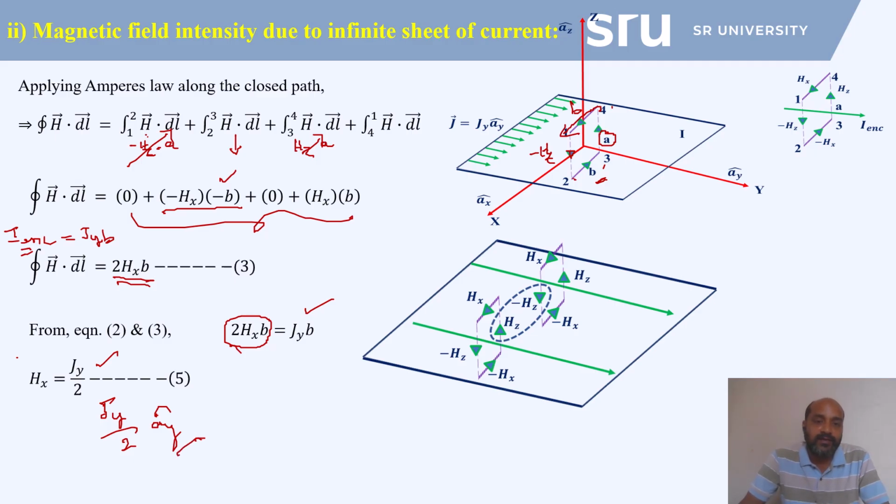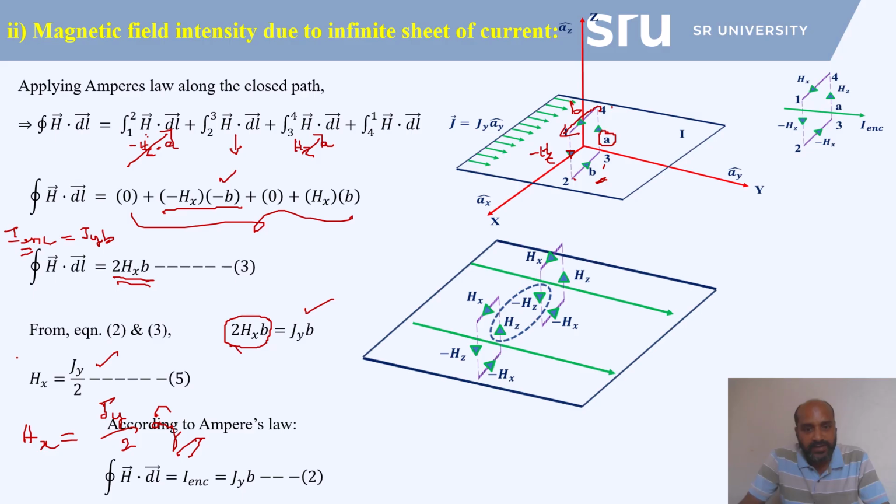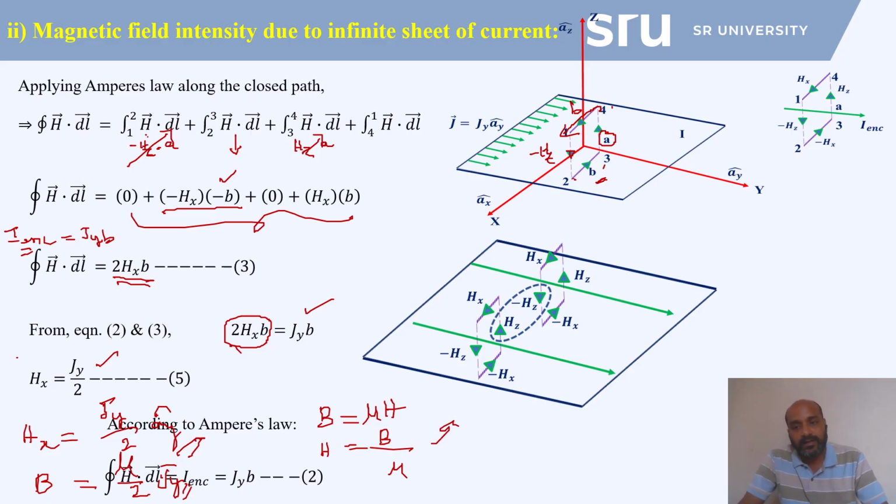This is the magnetic field intensity due to an infinite sheet of current. Or if you are interested to write in magnetic flux density, just apply that B is equal to mu H. So instead of H we'll write B by mu, so that this equation will change to B is equal to mu by 2 jy, right? This is the second application of Ampere's law.